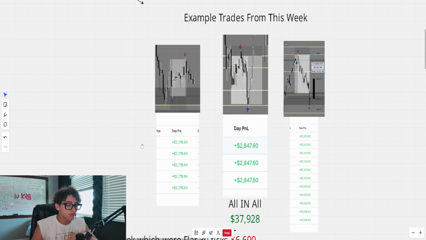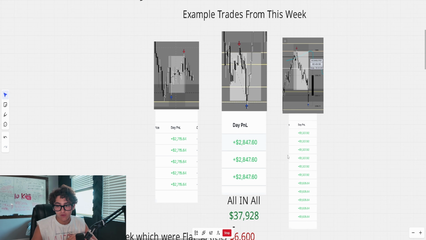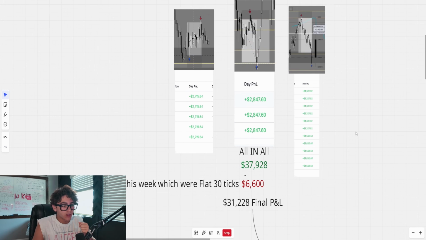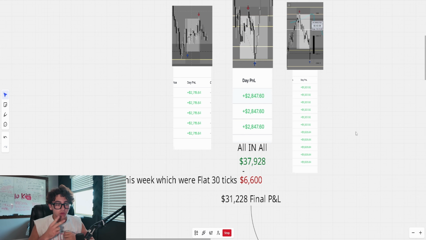This is the P&L for my trade syncer that I copy trade all my accounts through. So all in all, the P&L adds up to around $37,928. Now, if we account for the losses that we took, I took 2 losses this week.